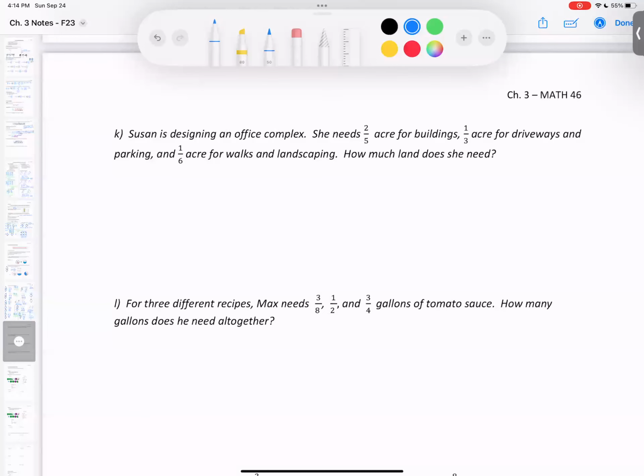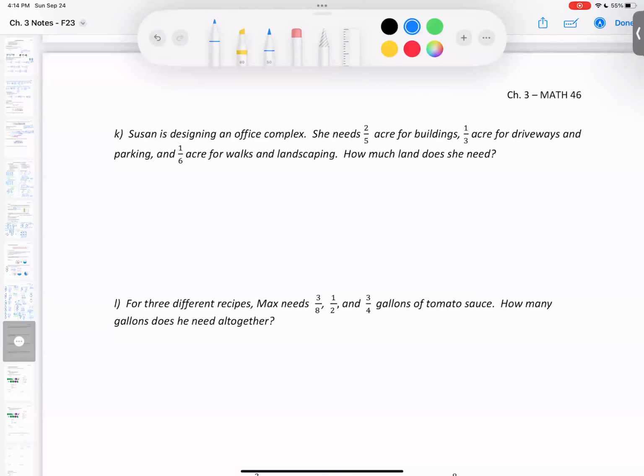All right, let's finish off 3.3, looking at some word problems with unlike fractions. So Susan is designing an office complex. She needs 2/5 of an acre for buildings, 1/3 of an acre for driveways and parking, and 1/6 of an acre for walks and landscaping. So she wants to know how much land she's going to need to buy for this office complex.